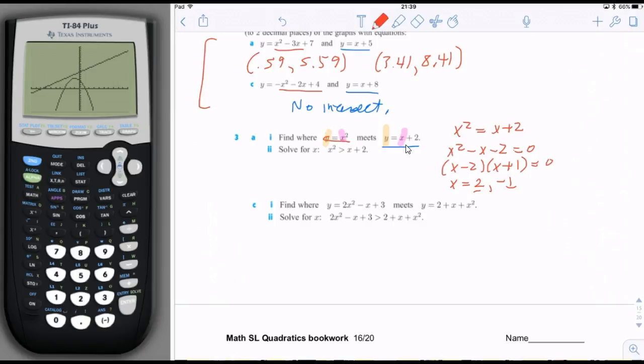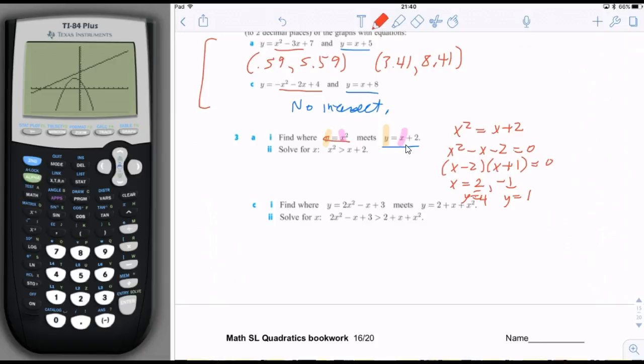And if we want to know the y values that correspond to each of these x values, we take the x value and plug it into the blue line. So we put 2 in there, and we get y equals 2 plus 2, which is 4. So the y value here is 4. And for negative 1, we put negative 1 in there and get negative 1 plus 2, which is 1. Y equals 1. Okay? So one of the points is 2, 4, and the other point is negative 1, 1.